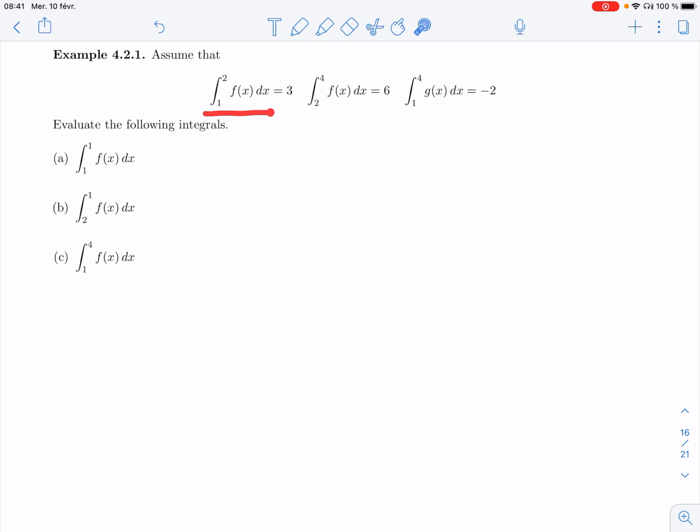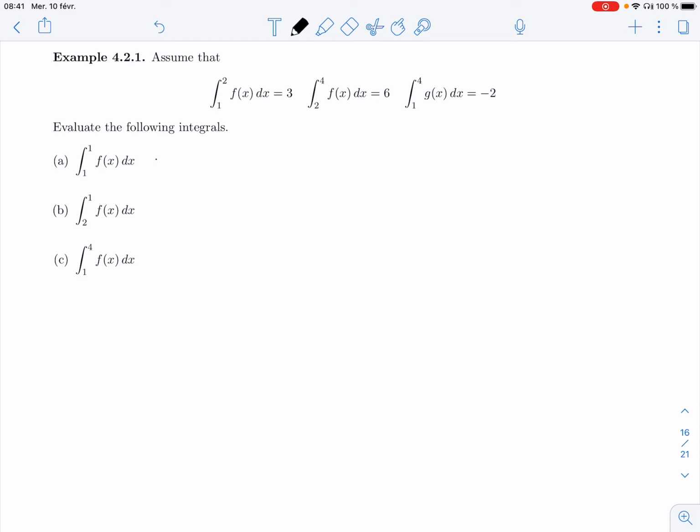The integral from 1 to 2 of f of x is 3. Integral from 2 to 4 of f of x is 6. The integral of 1 to 4 of g of x is minus 2. All right, and I'm going to ask you to use that information. I'm not giving you f, so you can't compute anything separately, but I'm asking you to use this information to compute some of the integrals.